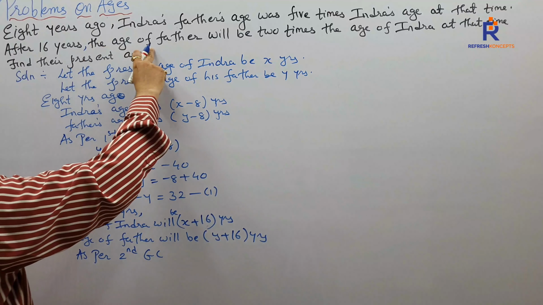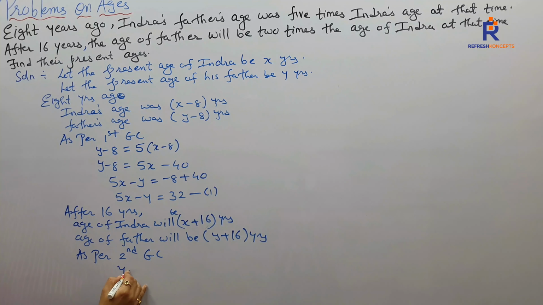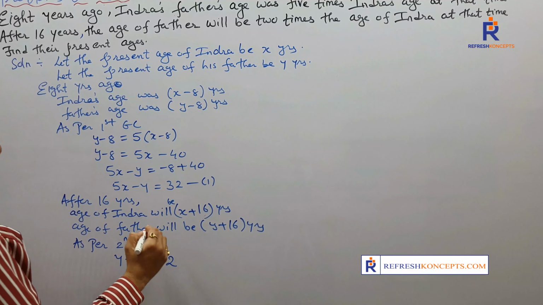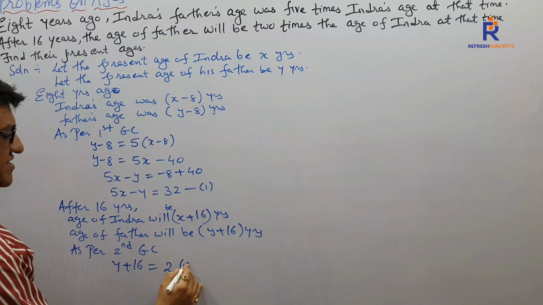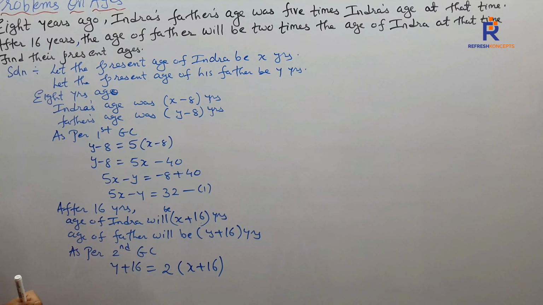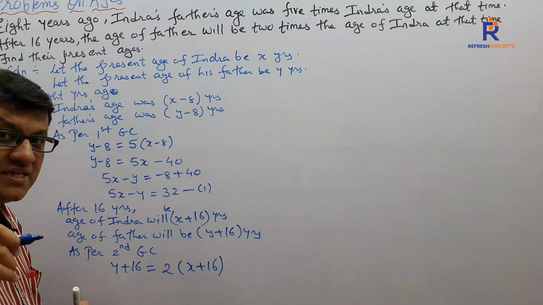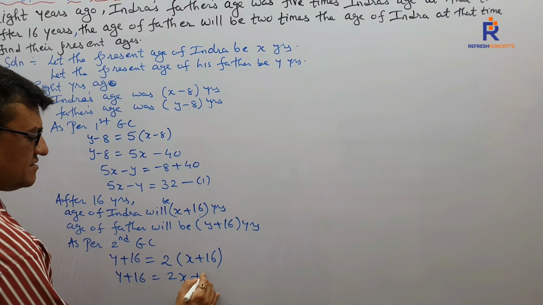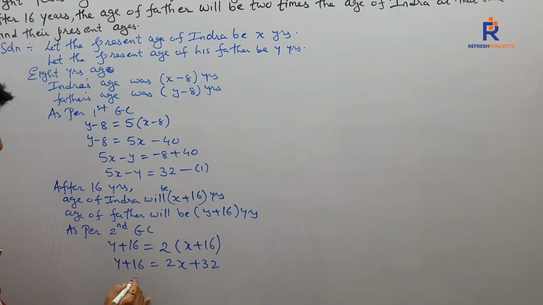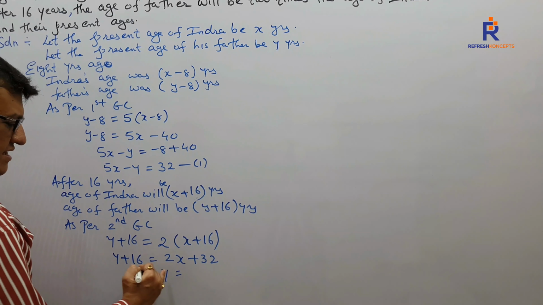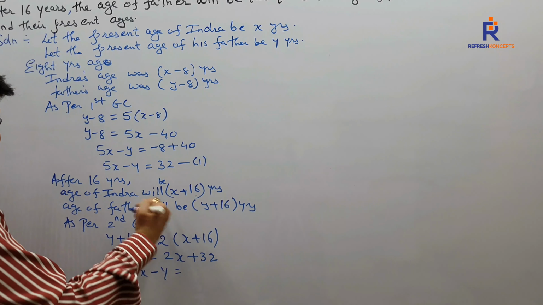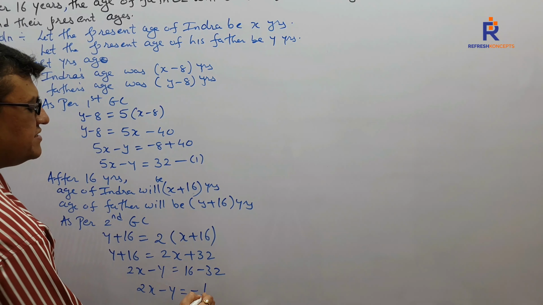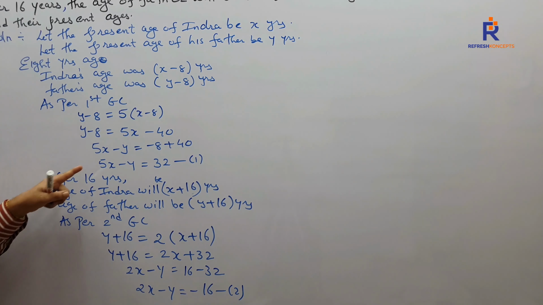What is as per the second statement? After 16 years, age of father will be twice the age of Indra at that time. Age of Indra is X plus 16. As simple as that. We are framing the equation using a word by word format. Y plus 16 is 2x plus 32. The fellow going there, the fellow coming here. 2x minus y is 16 minus 32. 2x minus y is minus 16. Equation number 2.